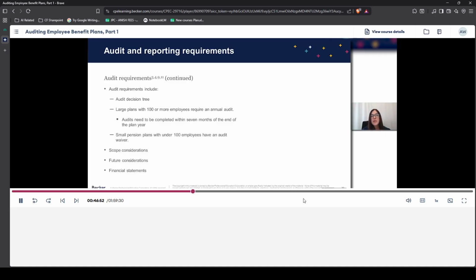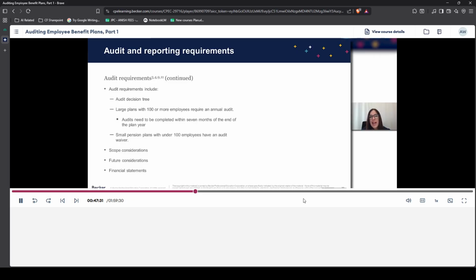Well, a large plan is defined as a plan that has 100 or more eligible employees as of the beginning of the plan year. Now, this is an area where plan sponsors often make mistakes, because they'll look at their plan and they may see, oh, well, we only have 90 people participating in the plan, so we're a small plan, we don't have to have an audit. Well, they may only have 90 people participating in the plan, but they may actually have 135 that are eligible.